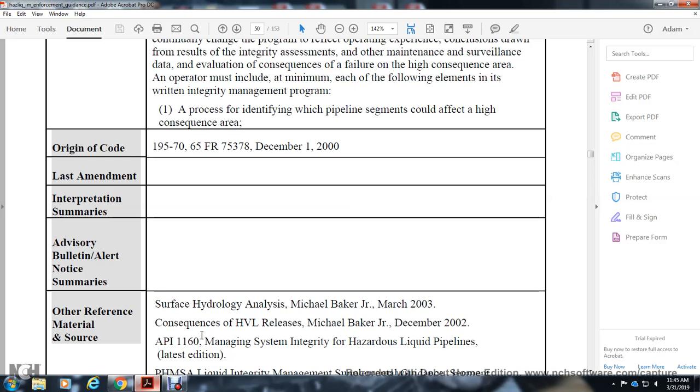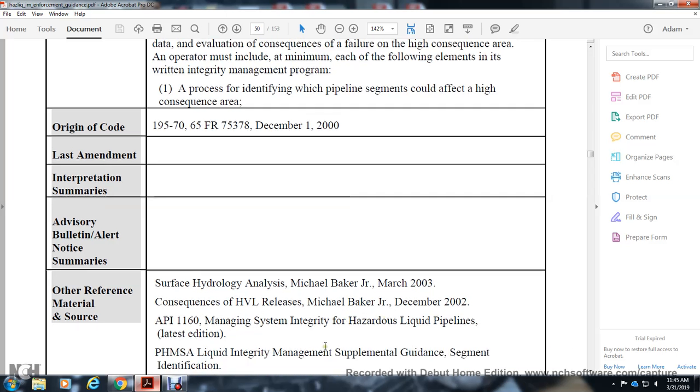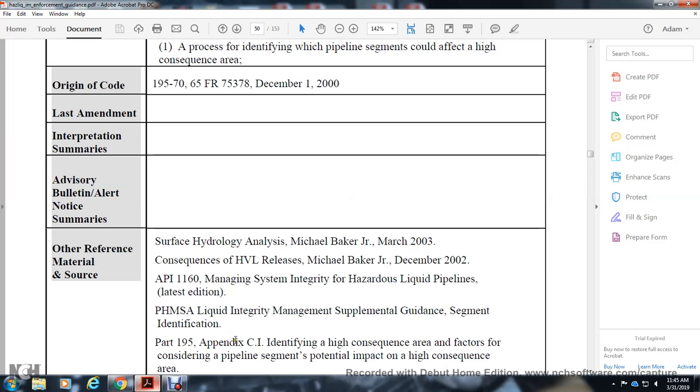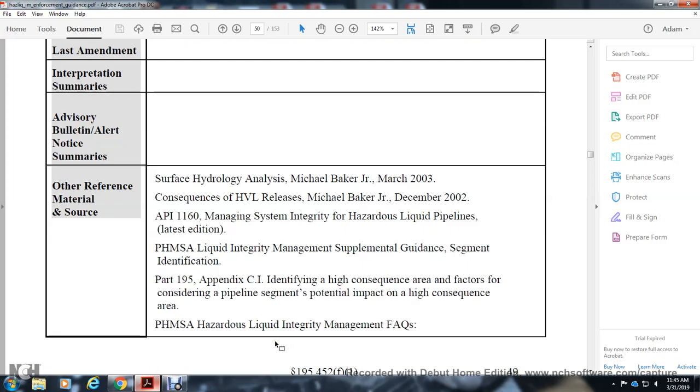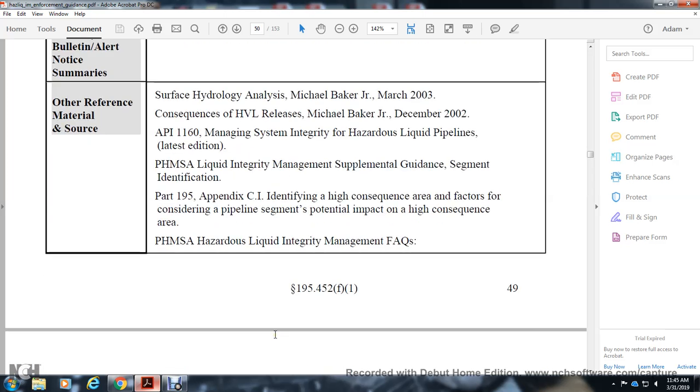API 1160, Managing System Integrity for Hazardous Liquid Pipelines, latest edition. PHMSA Liquid Integrity Management Supplemental Guide, Segment Identification, Part 1 of Appendix C1. Identify high consequence area factors for considering the pipeline segment, and the potential impacts on the high consequence area. PHMSA Liquid Integrity Management frequently asked questions.